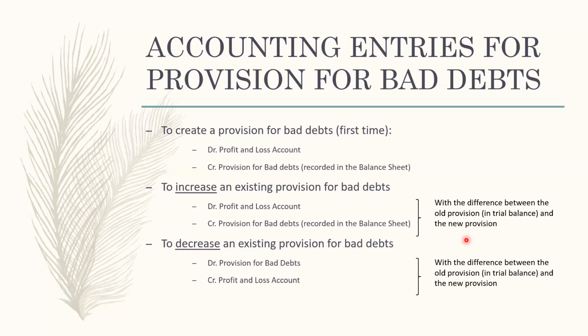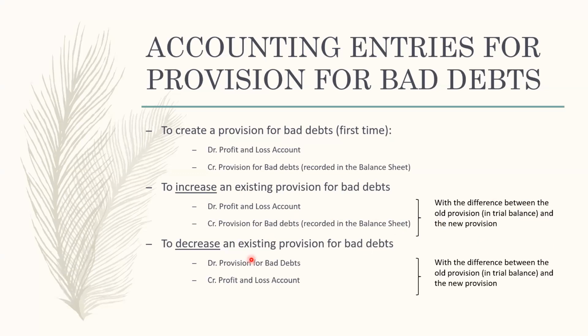And when we are placing it in a balance sheet, please note, bad debts is only in the profit and loss account. The provision for bad debts will be recorded in the balance sheet. When we're dealing with debtors, we're going to less our provision for bad debts with the difference between the trial balance and what you see in the additional information.